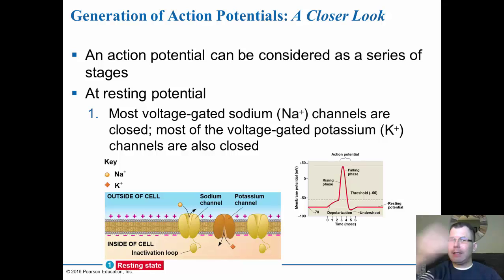And the proteins can't leave. That's why it stays more negative on the inside most of the time, because of all the negative charges you have inside: proteins, ions, and other things. Since all these channels are closed, even though the ions want to come across because it's a higher concentration out here, they can't come through because they are closed off. And so what you get is a negative resting potential in this situation.